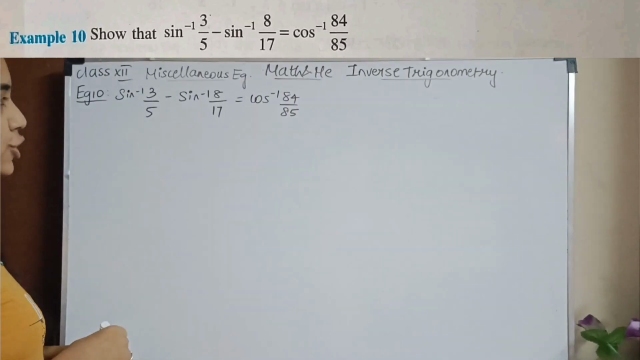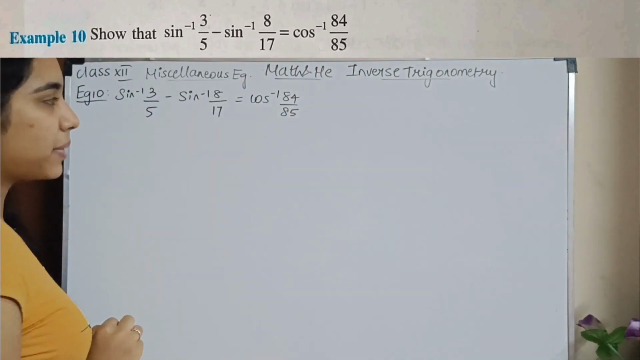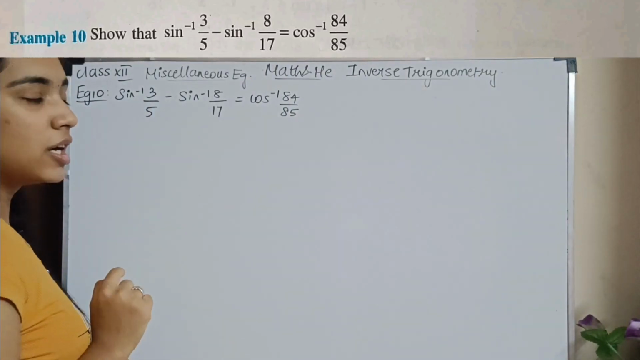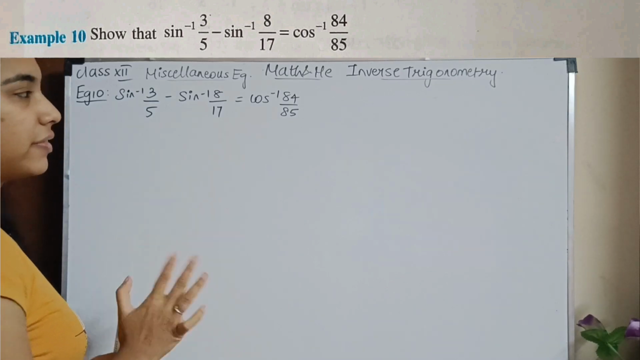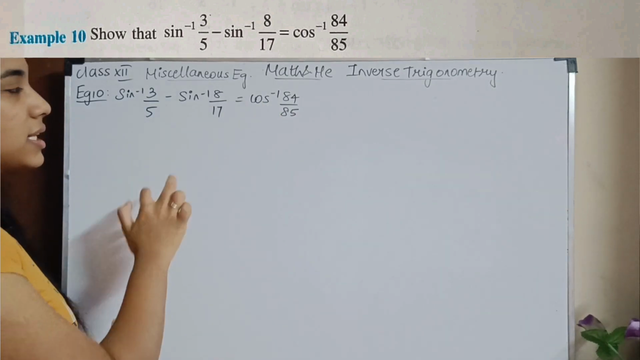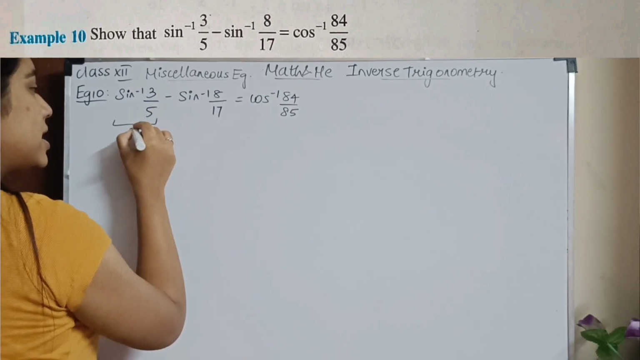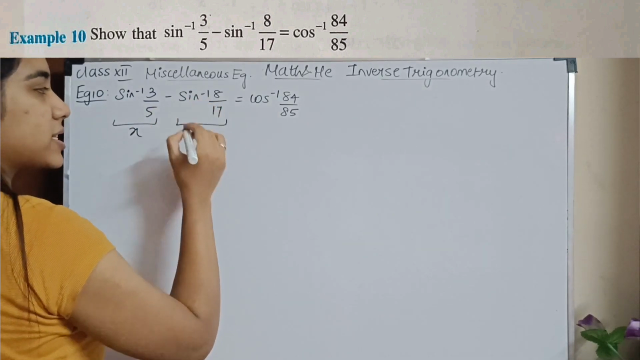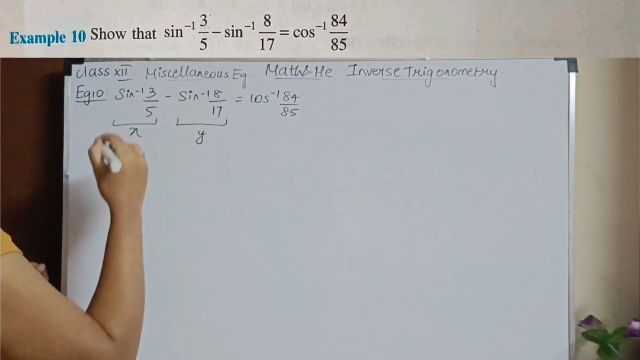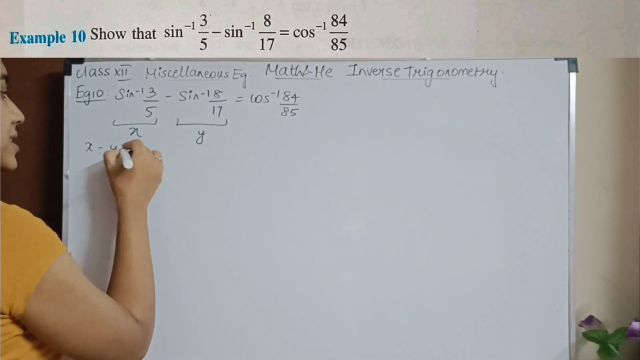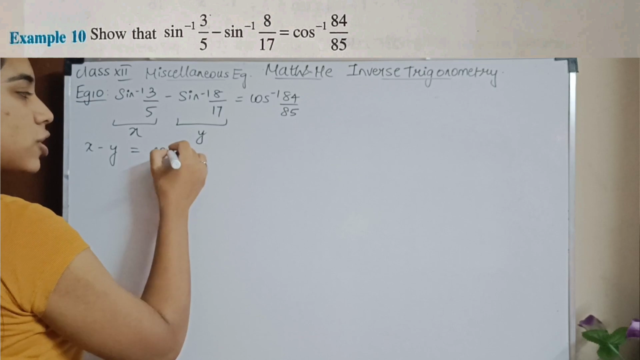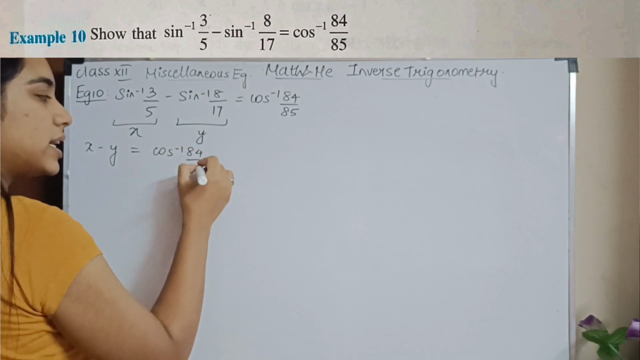Example 10. I need to show that sin inverse of 3 by 5 minus sin inverse of 8 by 17 is cos inverse of 84 divided by 85. So what can we do with this? On this side I have cos, and on this side I see that I have a sin. So what am I going to do? First I'm going to consider this and take it as x. I'm going to consider this and take it as y. Now I can simplify this as x minus y is cos inverse of 84 divided by 85.